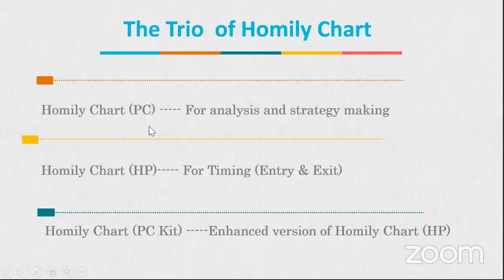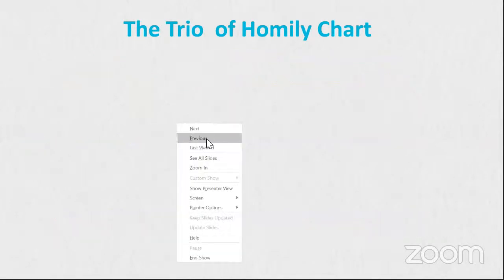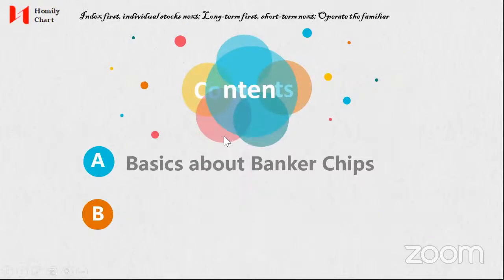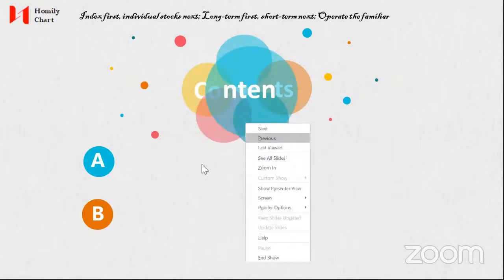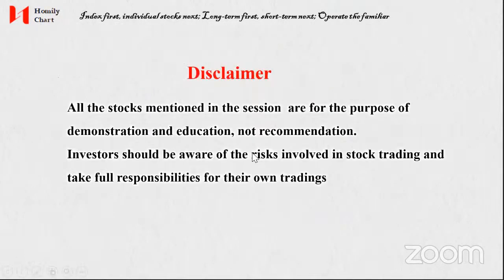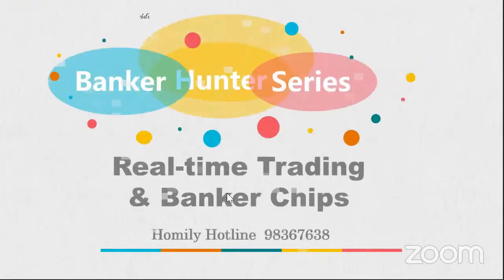Okay, so let me go back. In this session here, we mostly will talk about the Banker Hunter indicators. Today we talk about Banker Chips, because Banker Chips is the most popular Banker Hunter indicator in the real-time charts of Homily.